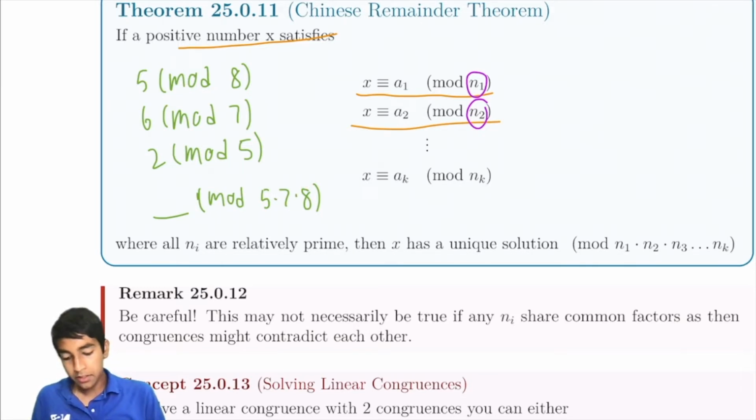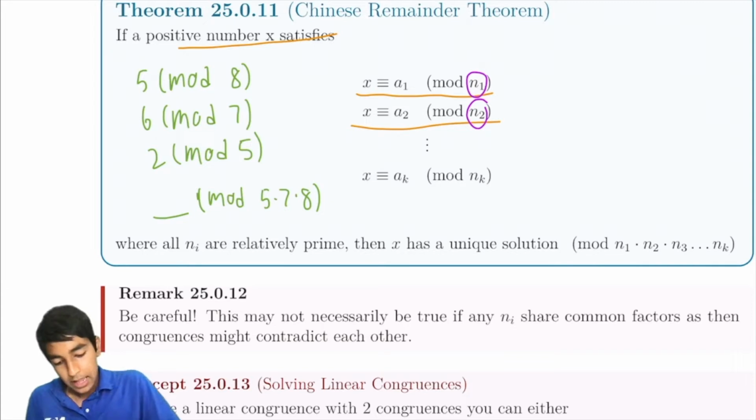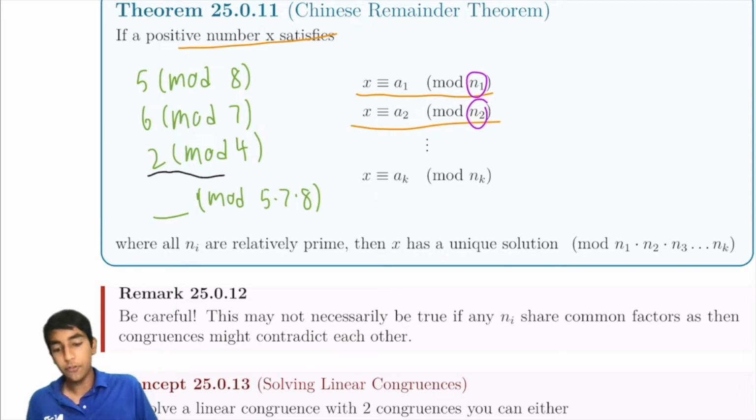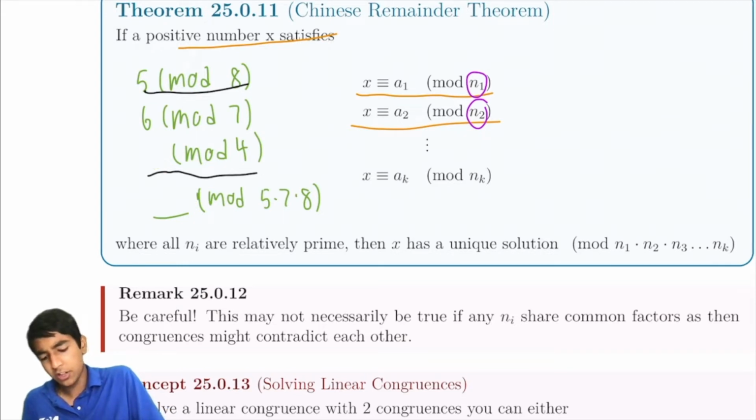Okay, so another key thing here is that it won't work if these numbers aren't relatively prime. So for example, what if this was 2 mod 4? Well, now in this case, there are no solutions because the number can't be 2 mod 4 and 5 mod 8 at the same time. Sometimes, on the other hand, it could still have a solution, like maybe 1 mod 4, and it would still have a solution.